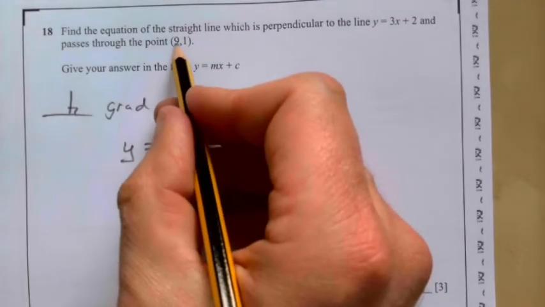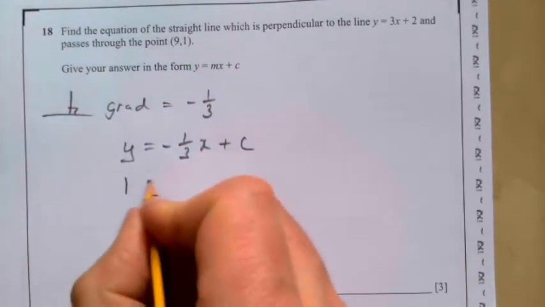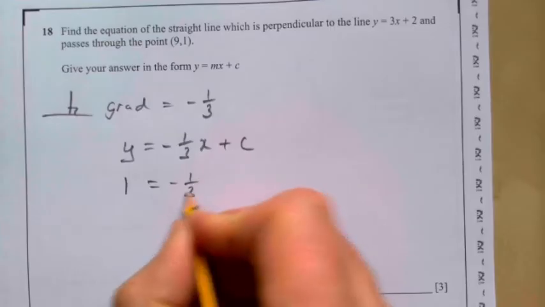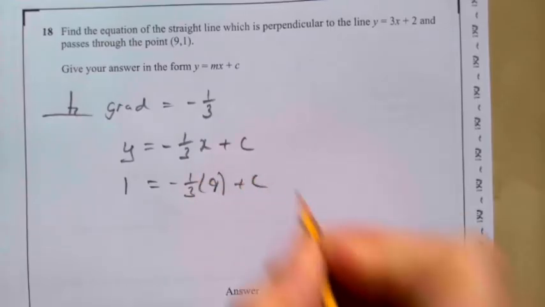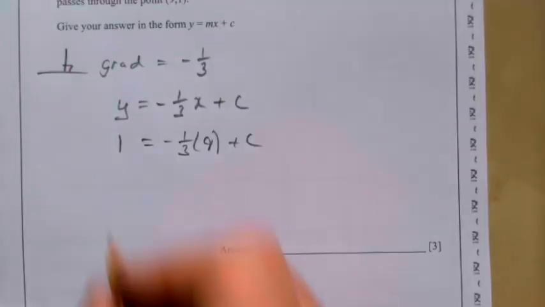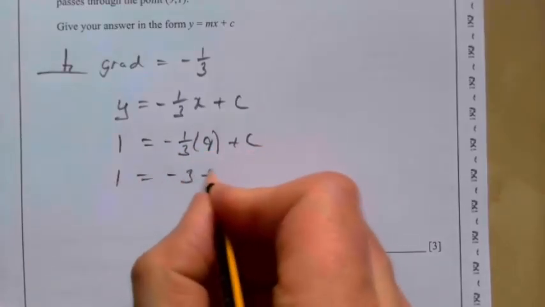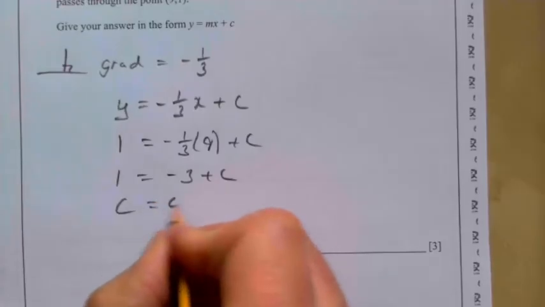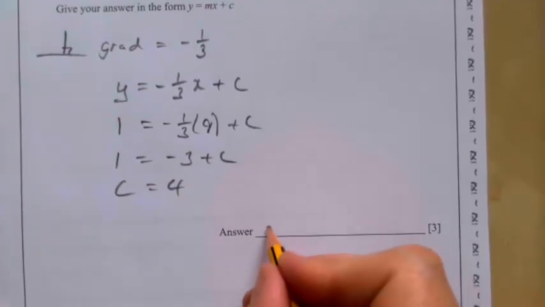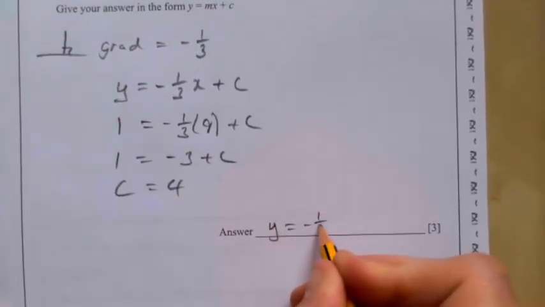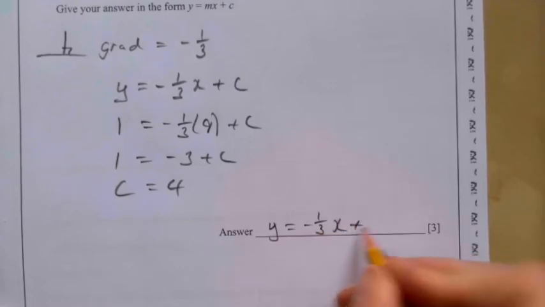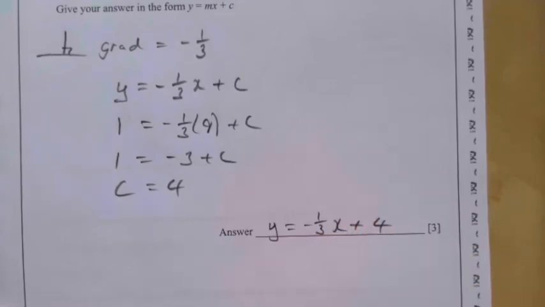And we know it goes through the point 9,1. So that means 1 equals minus a third times 9, which is of course minus 3, plus c. That gives me c is 4, so I'm pretty much there. So it's y equals minus a third x plus 4.